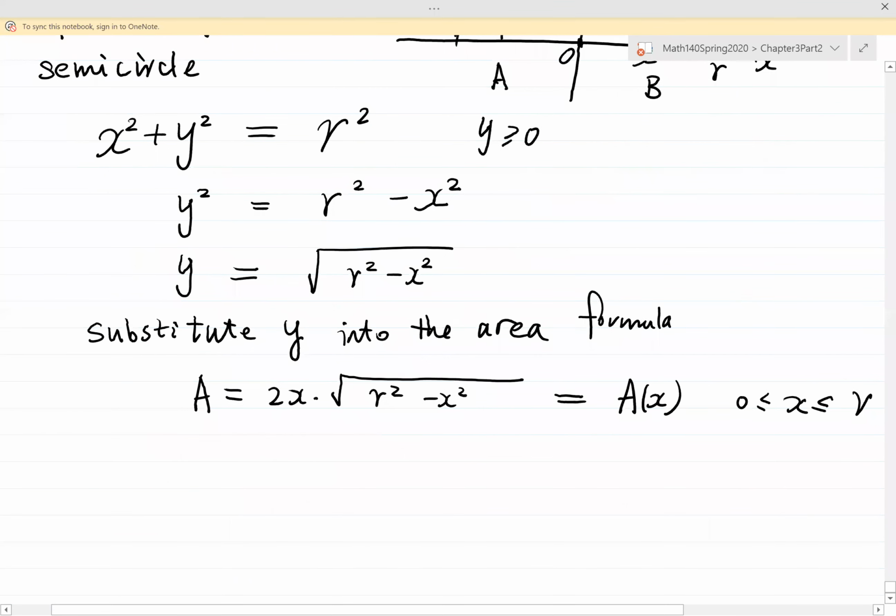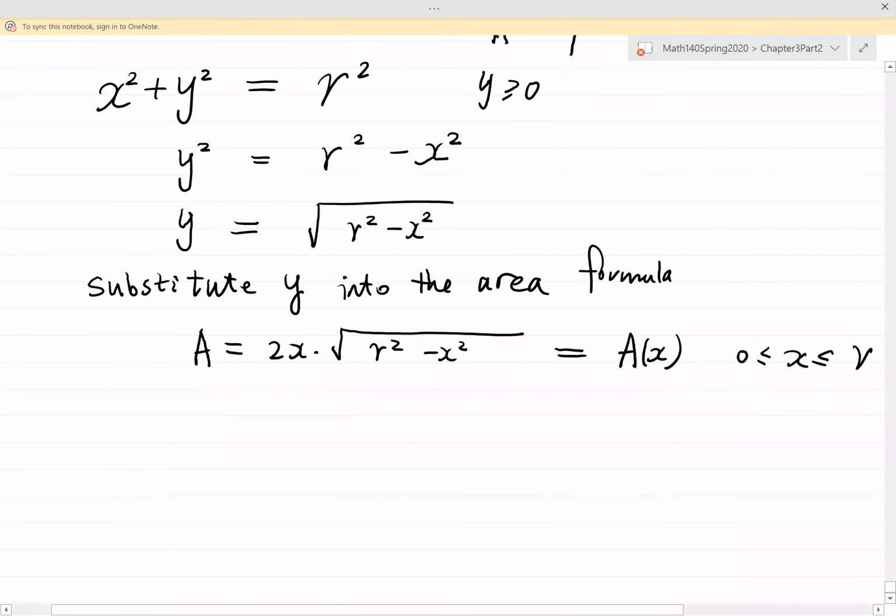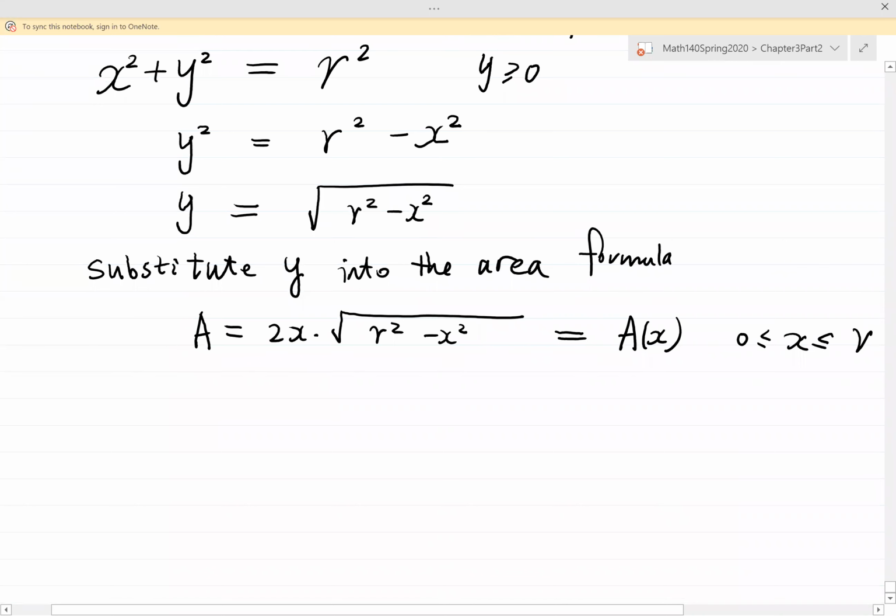So we get an interval. Then we find the maximum of this area function. The first step, of course, is to differentiate A'(x). Use differentiation. Here we have a product, so use the product rule. So 2x times the square root of r squared minus x squared. Use the product rule, so we get 2 times the derivative of x.